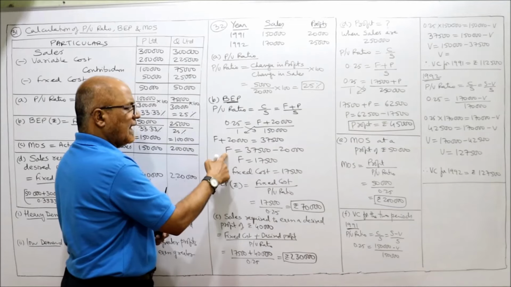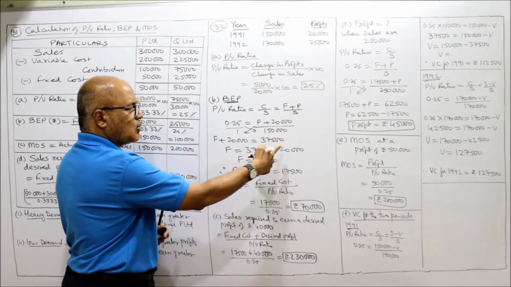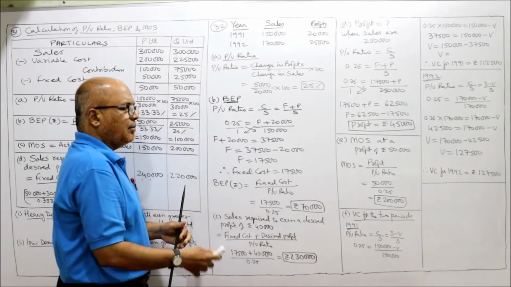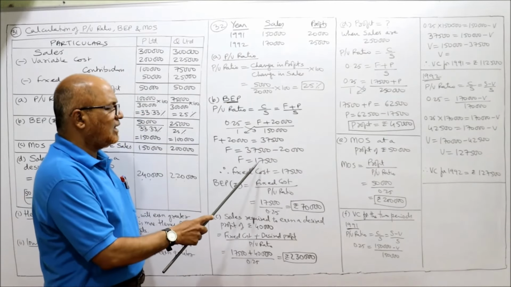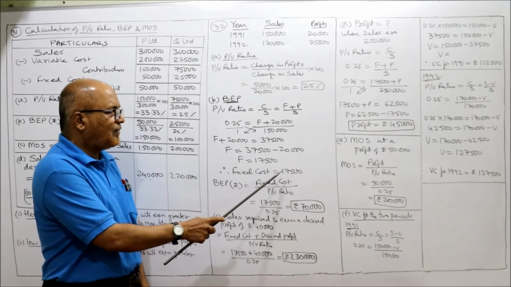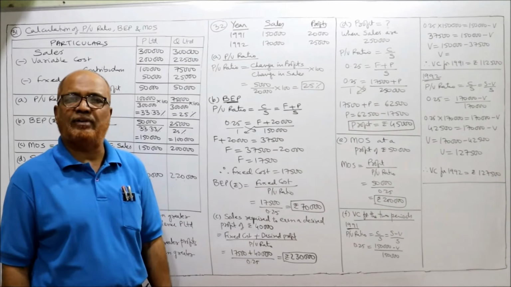Now keep F on LHS. Take this 20,000 to RHS, so it will become minus 20,000. So 37,500 minus 20,000, we will get 17,500. What is the 17,500? Fixed cost. So we got the fixed cost 17,500.